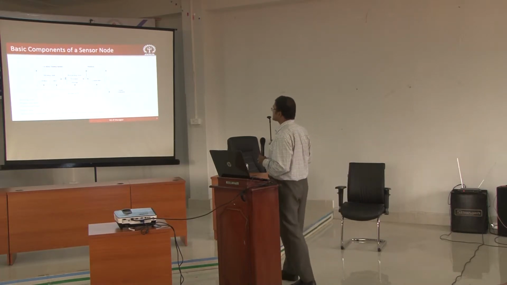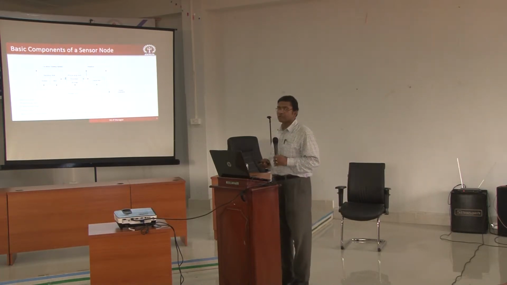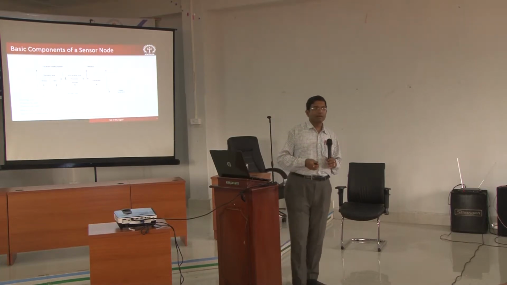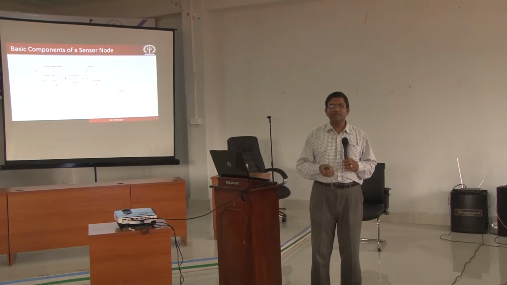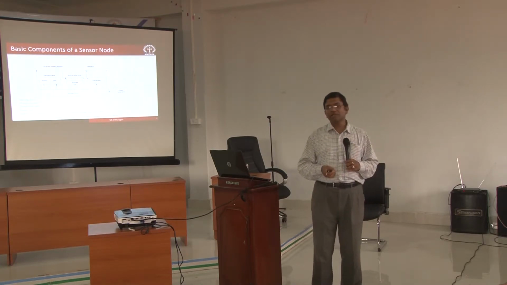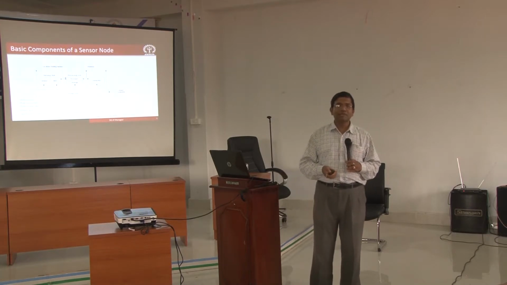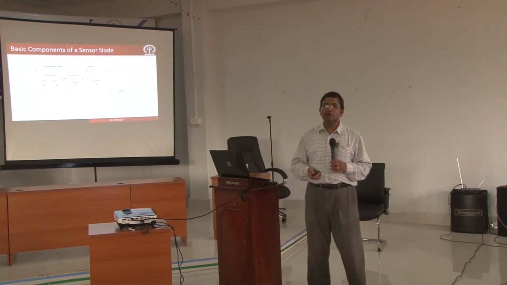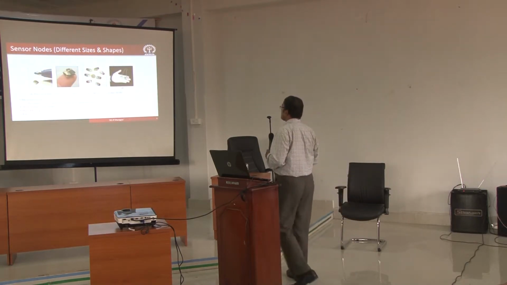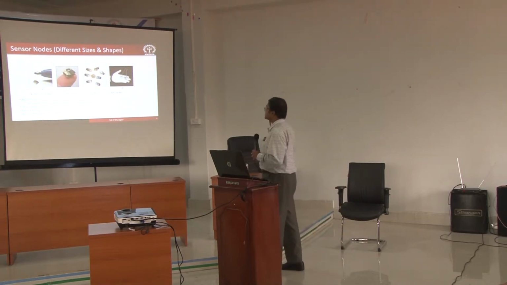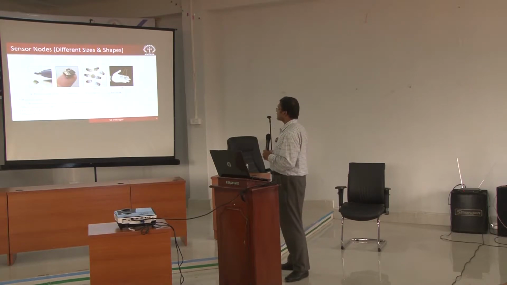Typically a sensor node has a processing unit, like a microcontroller. It has some kind of energy supplying unit, a power unit, a transceiver unit for communication, and it also has some application-dependent units like a mobility unit or a geolocation finding unit and so on. These sensor nodes come in different shapes and sizes. As you can see over here, these are the different shapes of these sensor nodes.